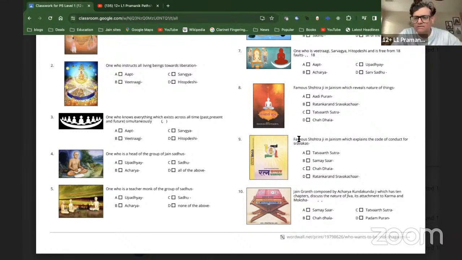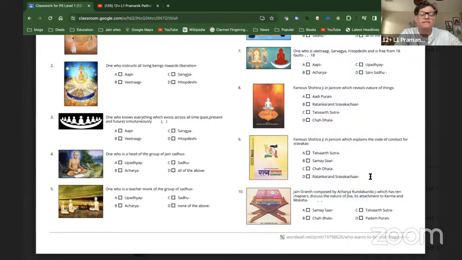Okay. Famous Shastra in Jainism which explains the code of conduct, like Charitra. चरणानुयोग का शास्त्र है वो. एक ऐसा शास्त्र जो कि चरणानुयोग का शास्त्र है, out of the four given here. Okay. Ratnakaran Shravakachar. What's the name? Ratnakaran Shravakachar, number D.